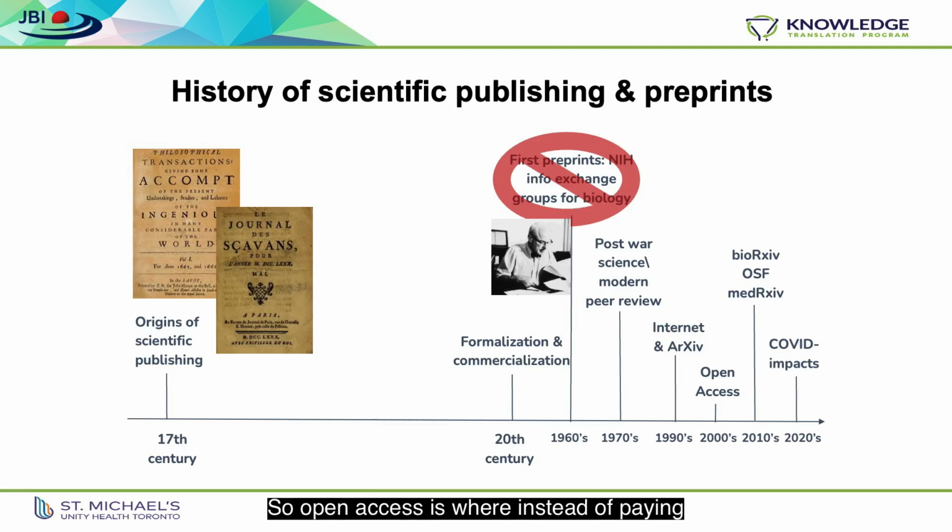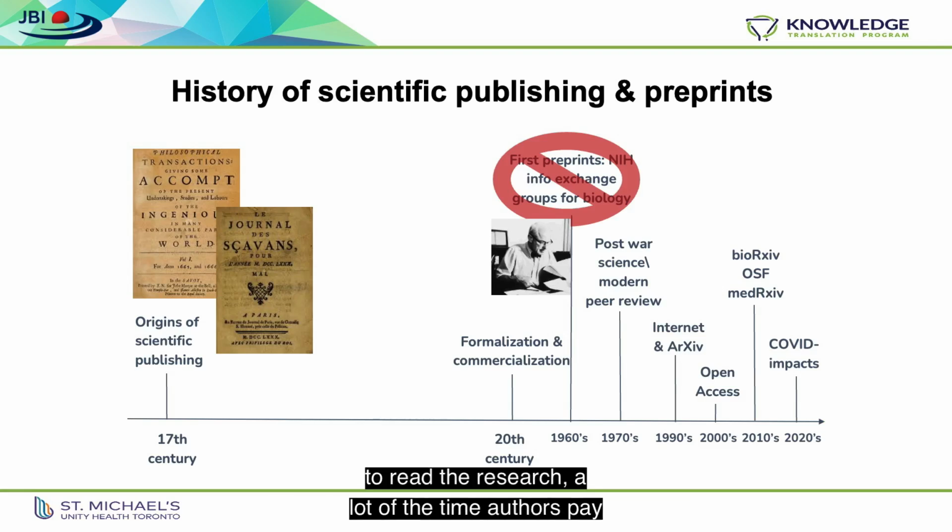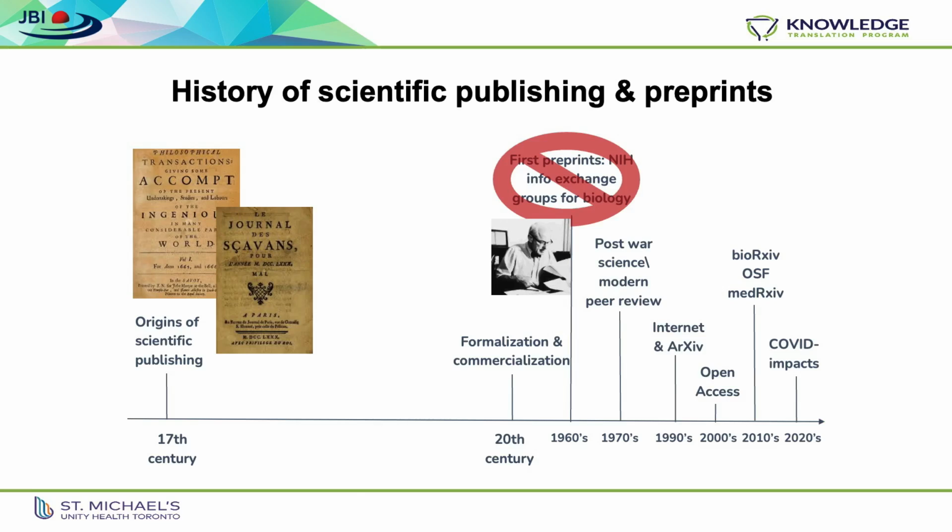So open access is where instead of paying to read the research, a lot of the time authors pay to publish, and then you can read the research for free. And so that kind of convinced people that we needed a model where it was free to access. And so more preprint servers started to come along. So bioRxiv in the 2010s, OSF, medRxiv, which was quite new. And then, of course, in the 2020s, there were COVID impacts on publishing and preprints.